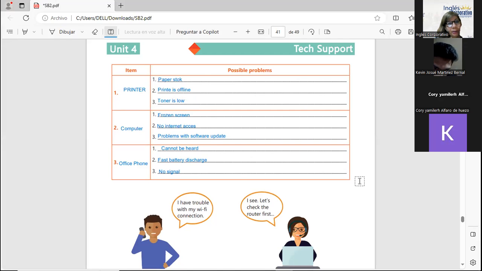Closing a screen. No internet access. Problem with software update. Cannot be heard. Fast battery discharge. Oh. Yeah, that is a problem. No signal. Okay, guys. ¿Y ustedes le toman capturas cuando hacen trabajos así? Para ir después repasando vocabulario. Yes, teacher. Ajá, porque imagínense tanto que les costó hacerlo y que lo vayan a borrar así por así. Vayan tomándole captura para hacer repaso de vocabulario.